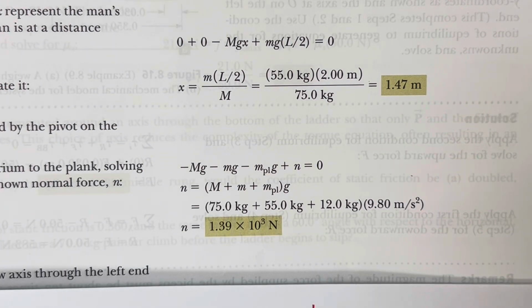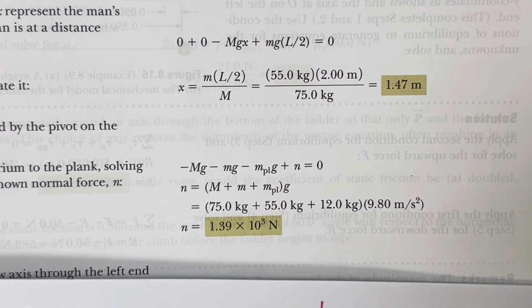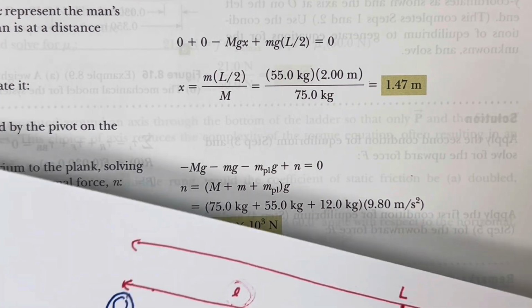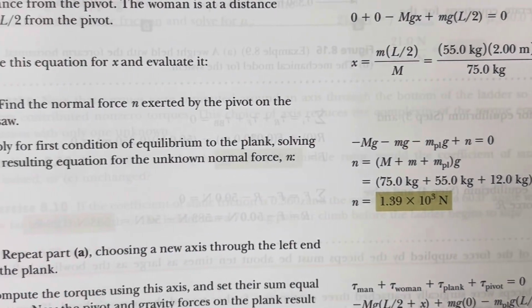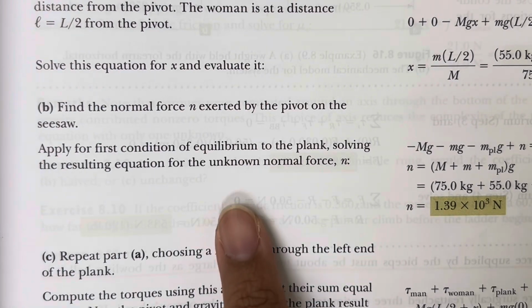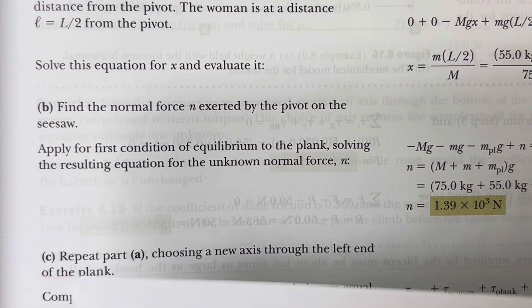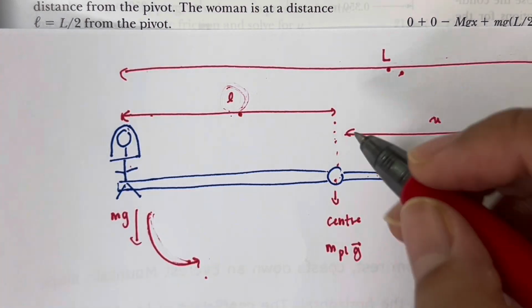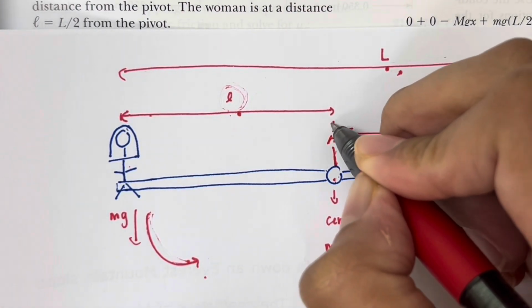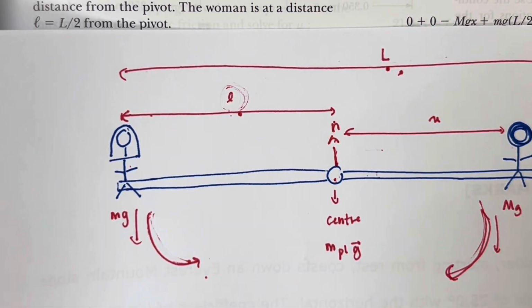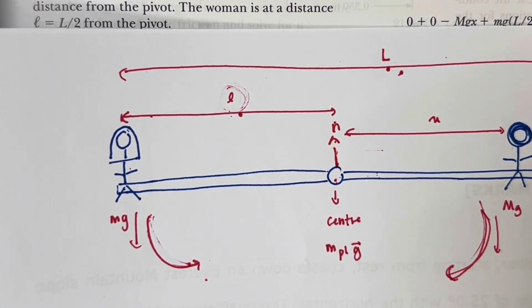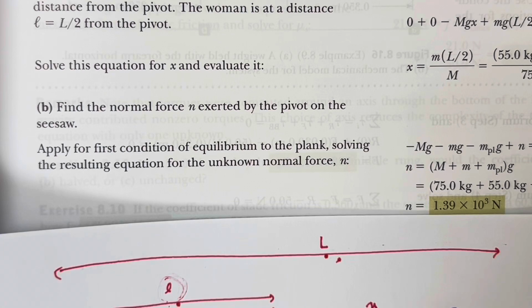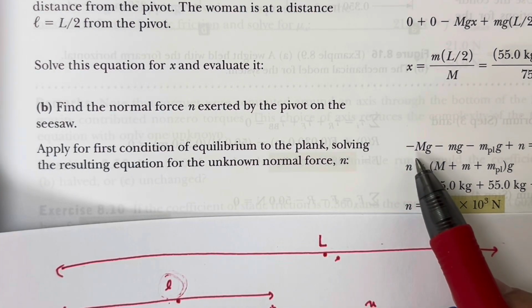Okay, for question number 2, you have to find the normal force exerted by the pivot on the seesaw. So right now, you want to find the normal force here, N. When we want to find the normal force, we will use Fy. So here is your Fy.